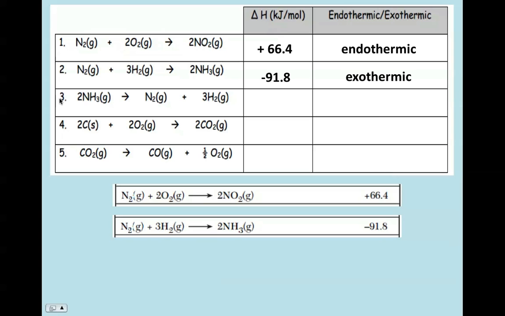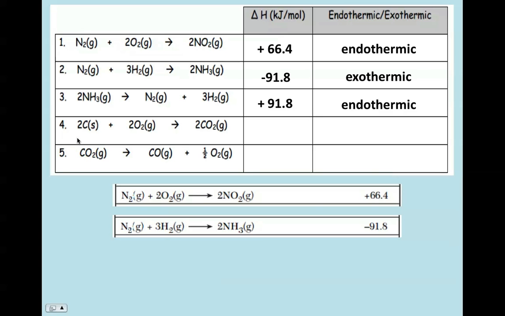Now, number 3, we actually have the reverse of number 2. So I'm now taking my 2 ammonia molecules and breaking them into nitrogen and hydrogen. The coefficients still match, it's simply the reverse. That means the only thing I'm going to change from table I is the sign out in front. So instead of being negative, it's now positive, and thus an endothermic reaction. So again, if I flip the equation from table I, I simply reverse the sign.